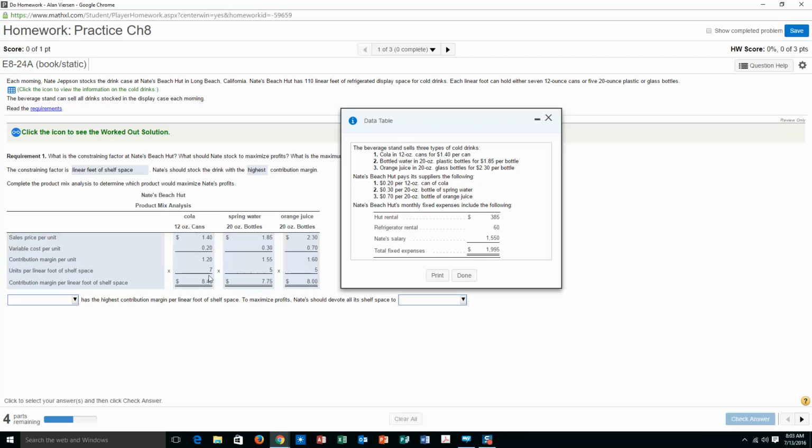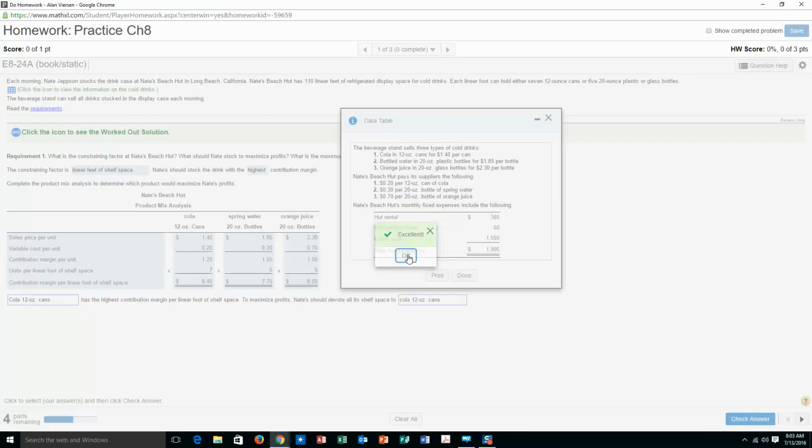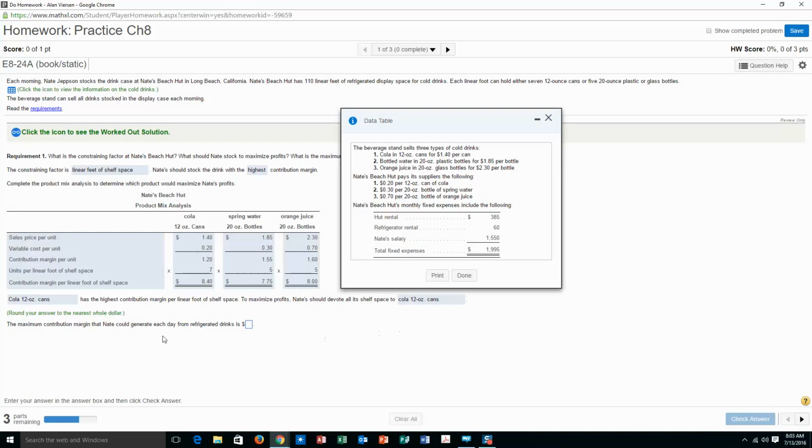So the 12-ounce cola cans are the ones I'm going to focus on. It gives me my highest contribution margin per the constraint. So fill this in, 12-ounce cans. To maximize profits, Nate should devote all of its space to the 12-ounce cans. Given that you want to maximize profits and that customers don't care if you only sell one product, you would only put in the cola 12-ounce cans.